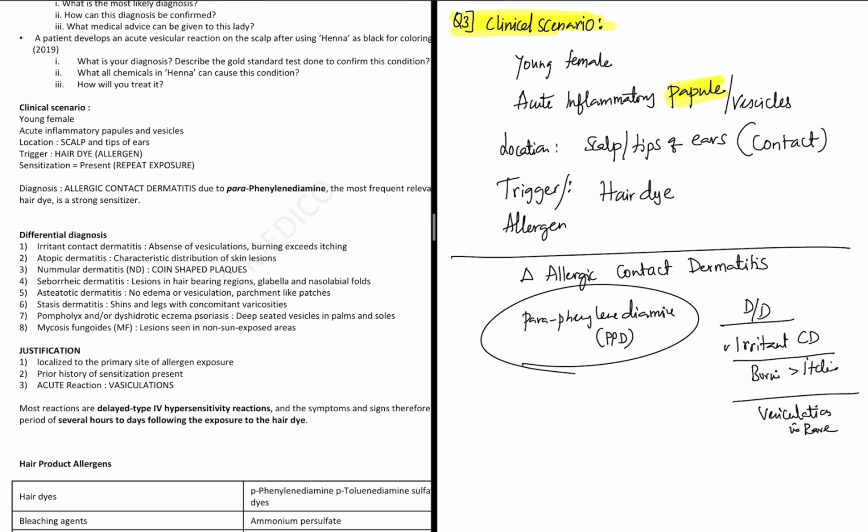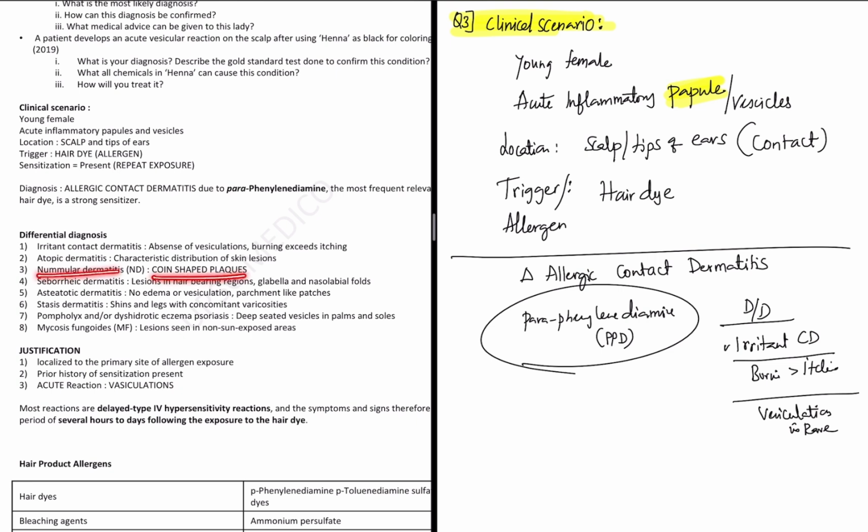So in this scenario, absence of vesiculation and burning which is exceeding itching are characteristic of irritant contact dermatitis. Though this condition is contact dermatitis, the irritation is not there. So we have allergic contact dermatitis as our most probable. That is probable, not confirmed, because confirmed diagnosis is sometimes clinical or sometimes we have to do biopsy and all.